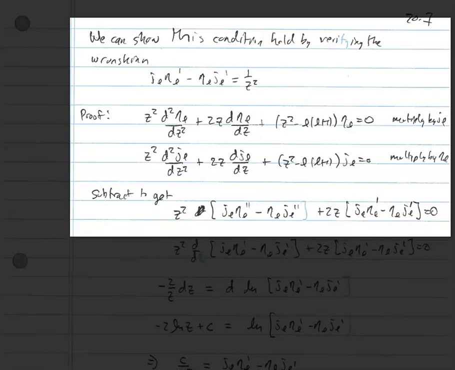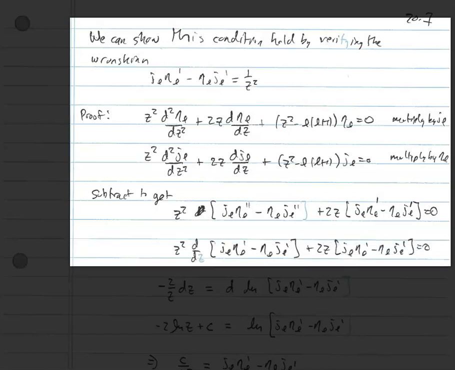When we do that, we see we're going to get z squared (j_l A_l double prime minus A_l j_l double prime) plus 2z (j_l A_l prime minus A_l j_l prime) equals 0, because the terms that have the A_l j_l term cancel, since their coefficients are the same. And now we notice that the first term can be written as d by dz of (j_l A_l prime minus A_l j_l prime).